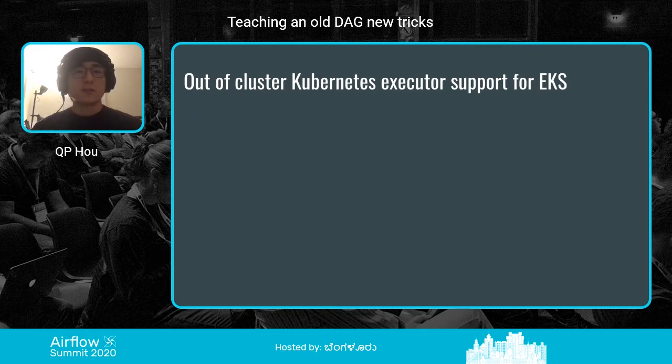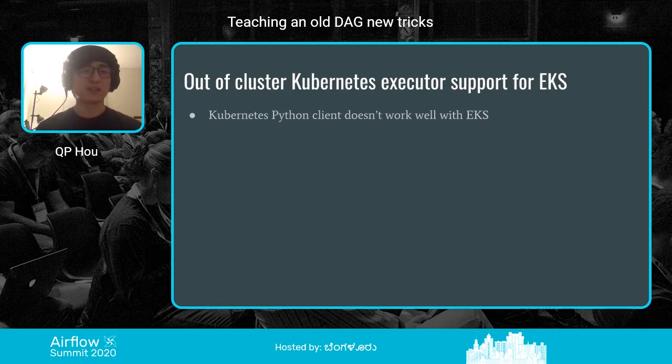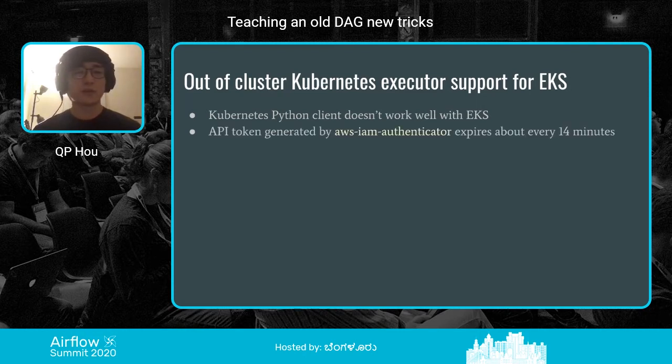It wasn't really smooth sailing at the beginning. When I first set this up, I was really happy for about 40 minutes. Everything went fine until the scheduler all of a sudden started to crash with exceptions pointing out that the API token is not valid anymore. So we did a deep dive into that.